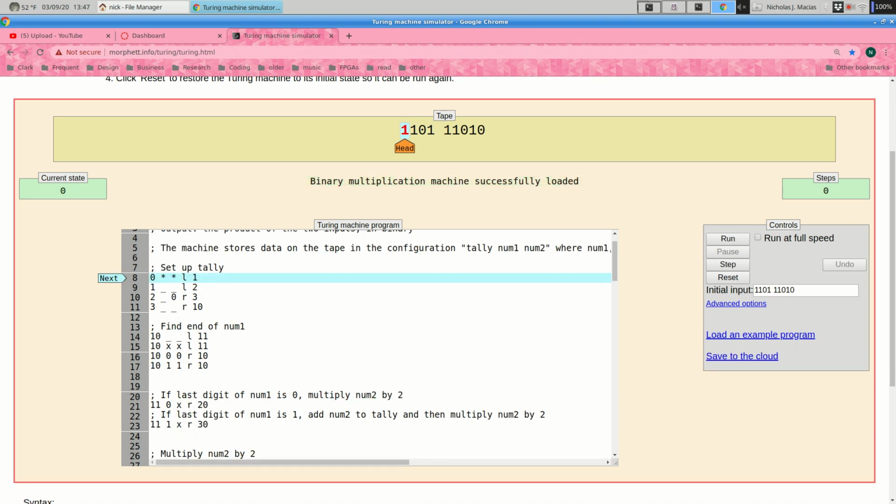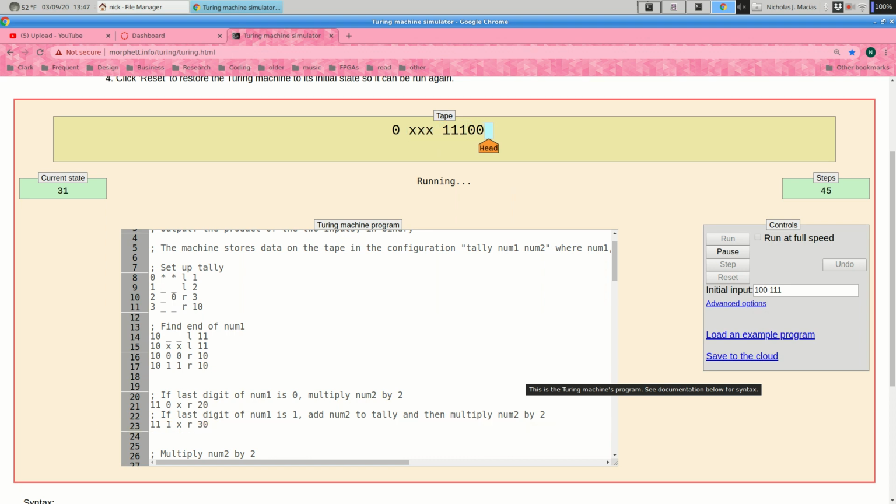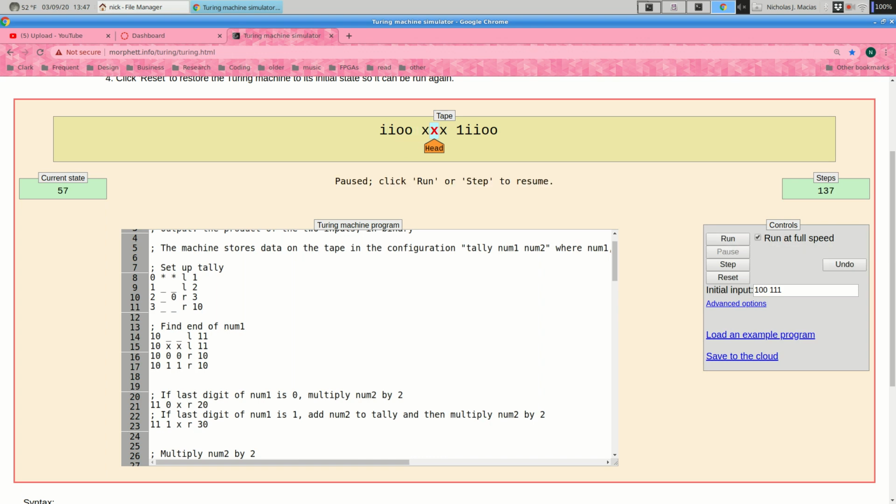So multiplication. There's 4 and 7. Let's run that. And we can run at full speed. So there's 28. Total number of steps, 253.